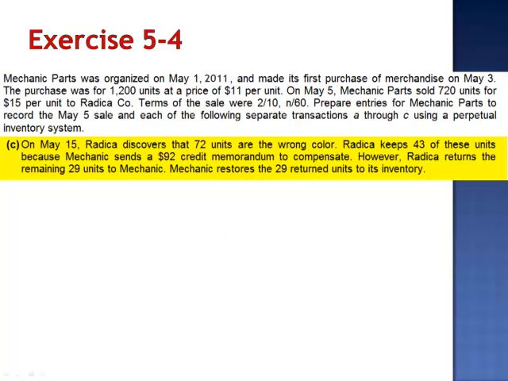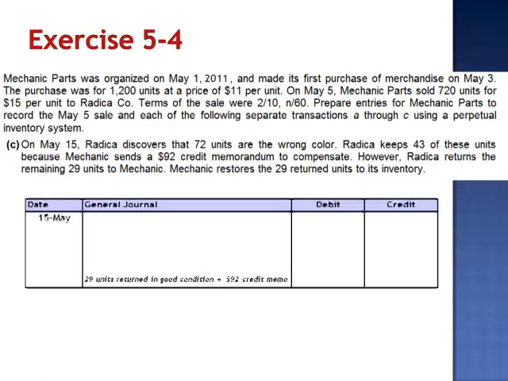Letter C. On May 15th, Radica discovers that 72 units are the wrong color. Radica keeps 43 of these units because Mechanic sends a $92 credit memorandum to compensate. However, Radica returns the remaining 29 units to Mechanic. Mechanic restores the 29 returned units to its inventory. So again, we continue in this process of trying to make our customer happy.